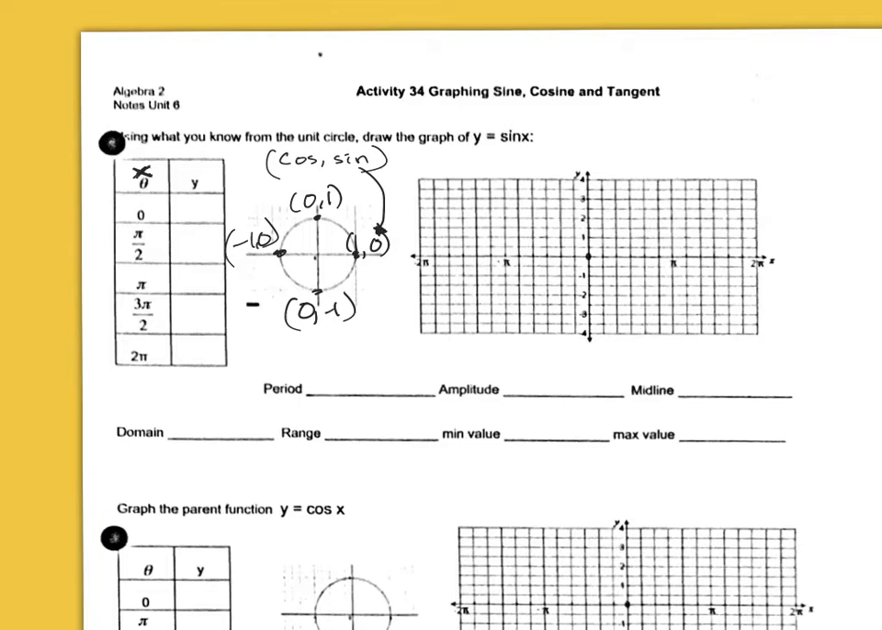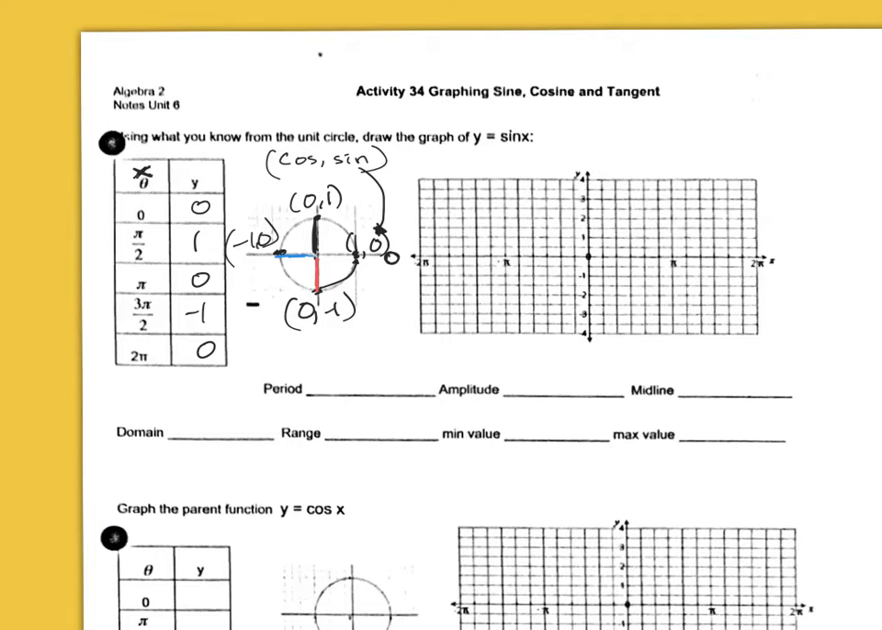So if our angle is 0, which is right here, the y value is 0. Pi over 2, that's straight up. The y value is 1. At pi, we're over here now, the y value is 0. 3 pi over 2, we're going down, and there the y value is negative 1. And then, of course, we come back up to here, and that's back to 0.